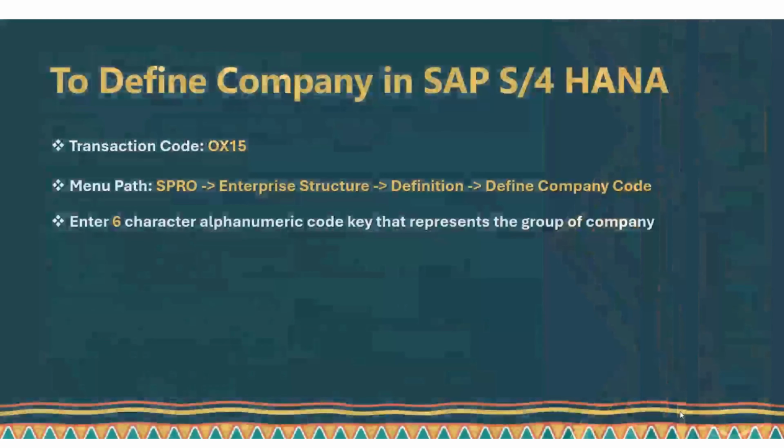Now, to define the company, we use the transaction code OX15, and here is the menu bar. Also, the company is defined with up to a 6-character alphanumeric code in SAP. Now, let's get into the steps to define a company in SAP S/4HANA.